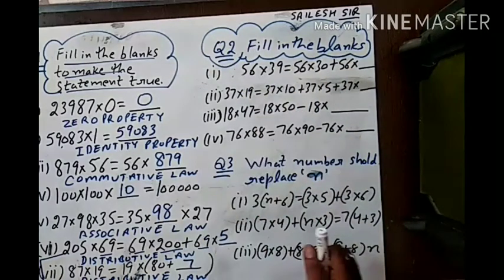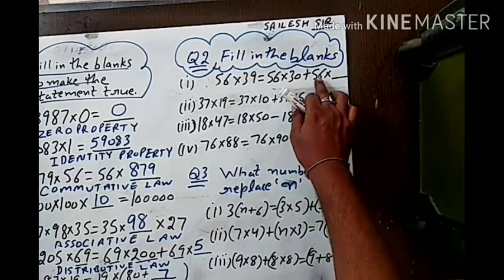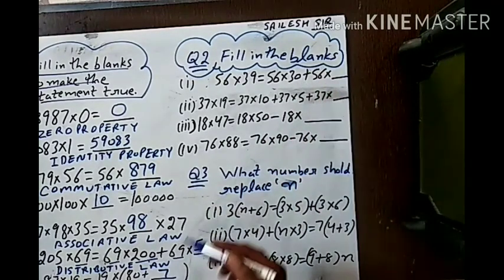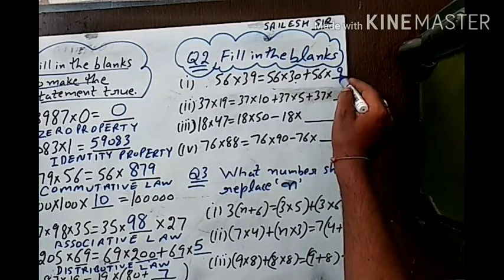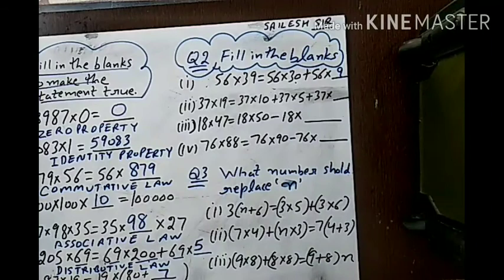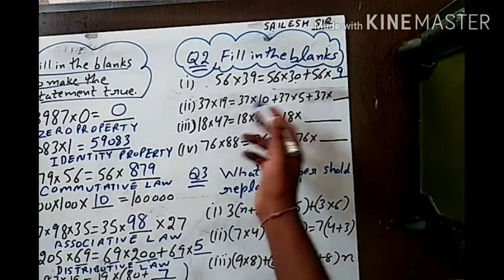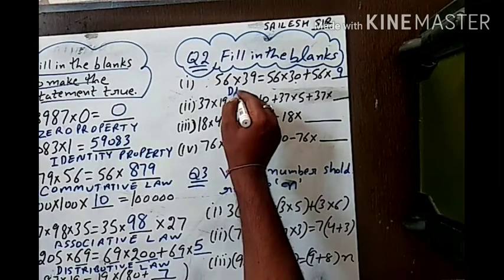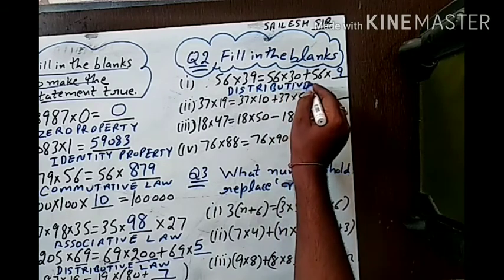56 multiply 30 plus 56 multiply by what? Now here is 39, so it is 30. Therefore I will write 9, so as to justify both the sides. Now which rule is there? This rule is also distributive law.